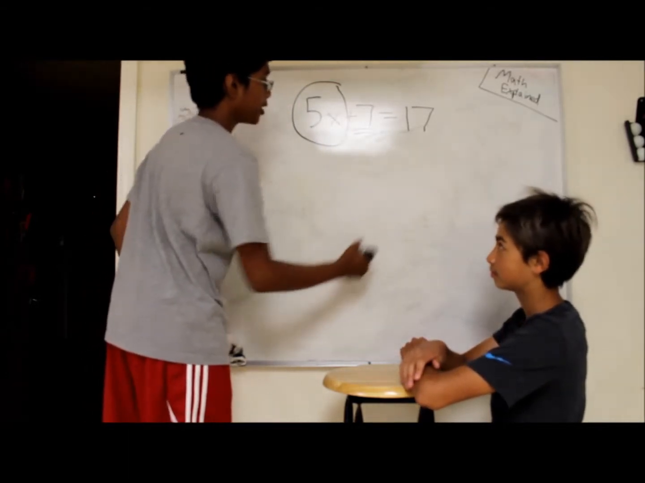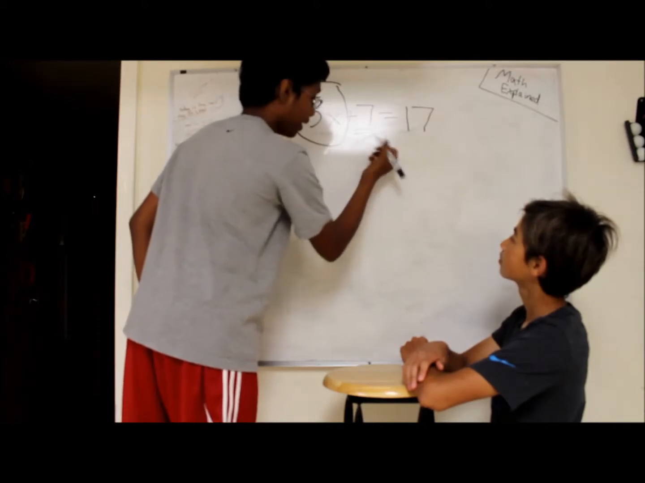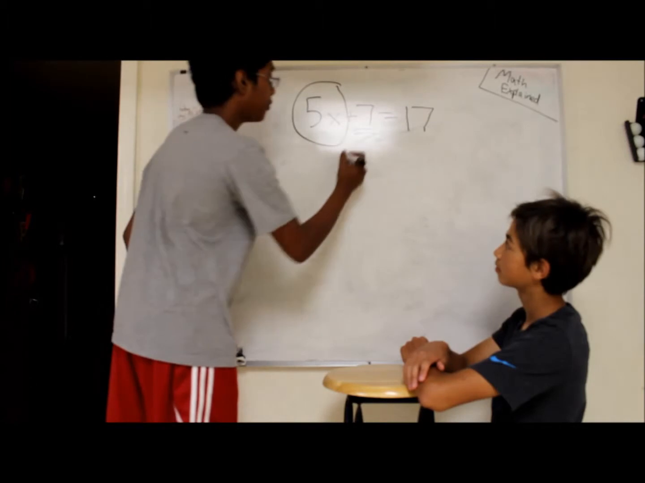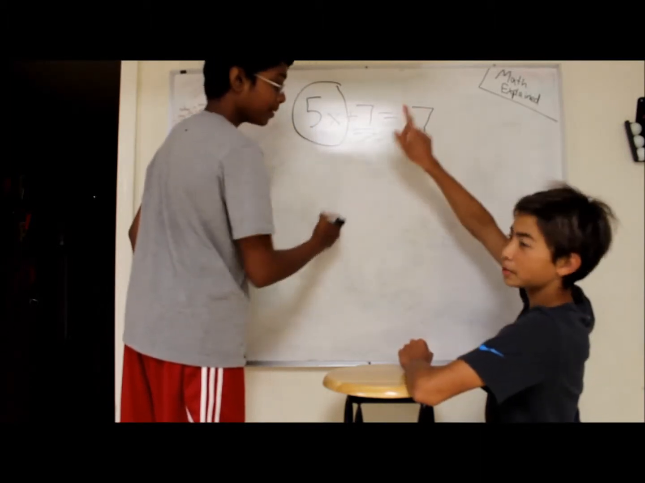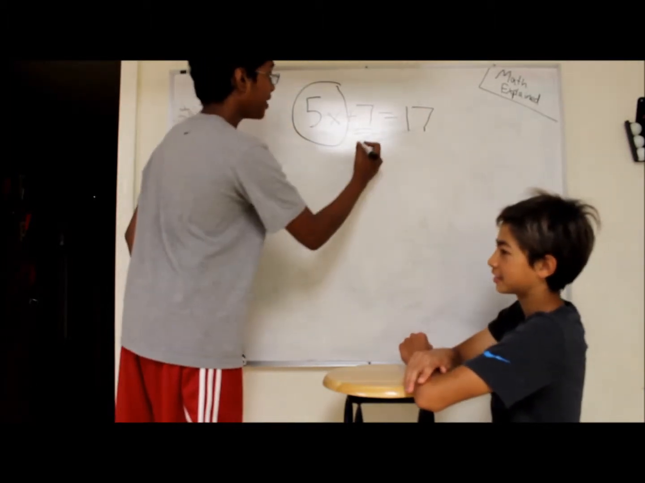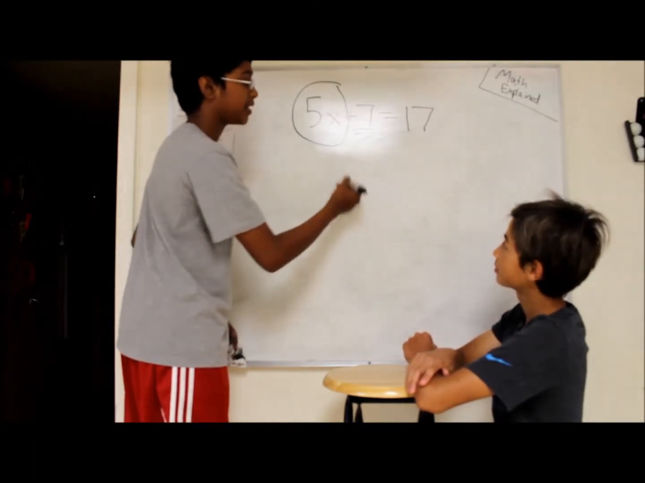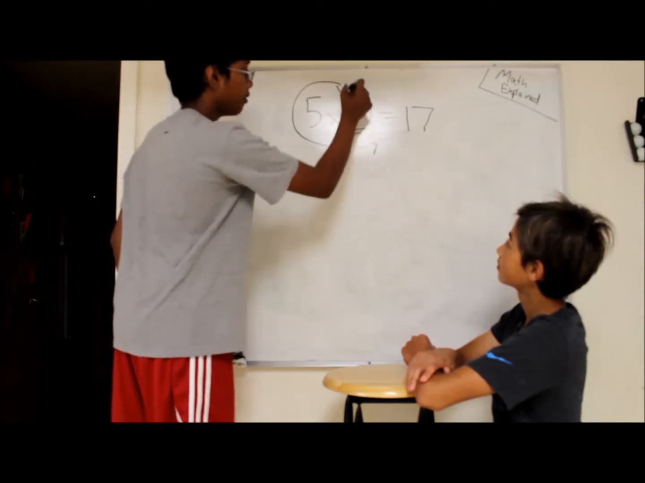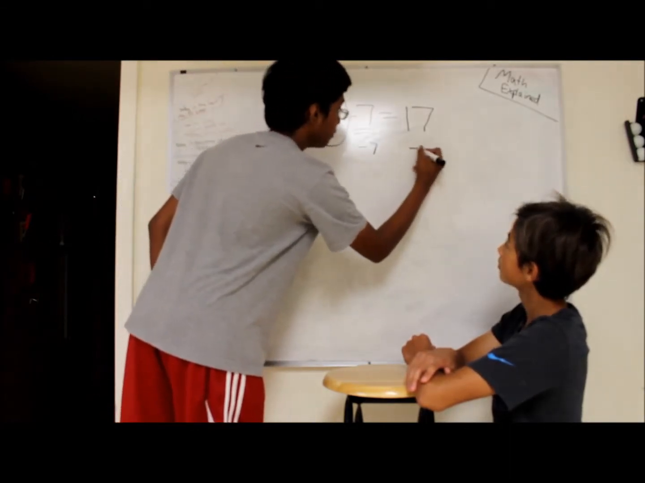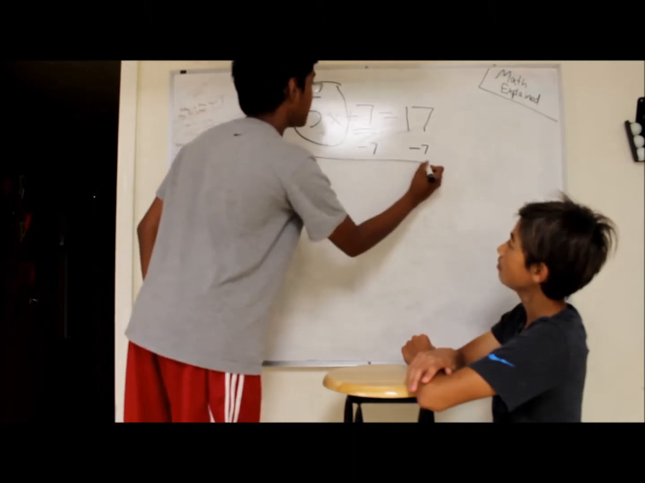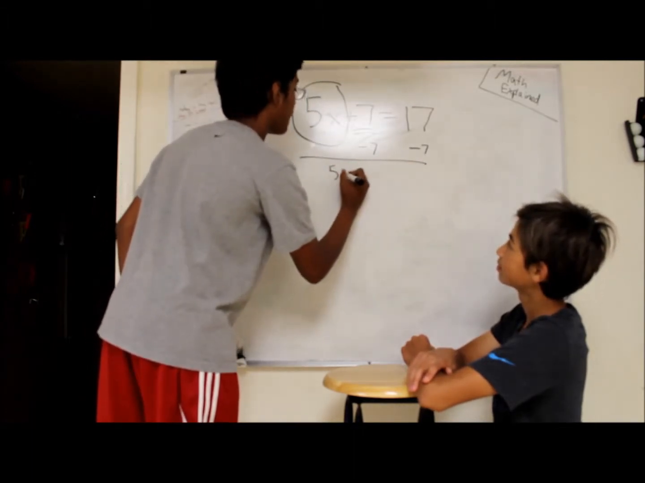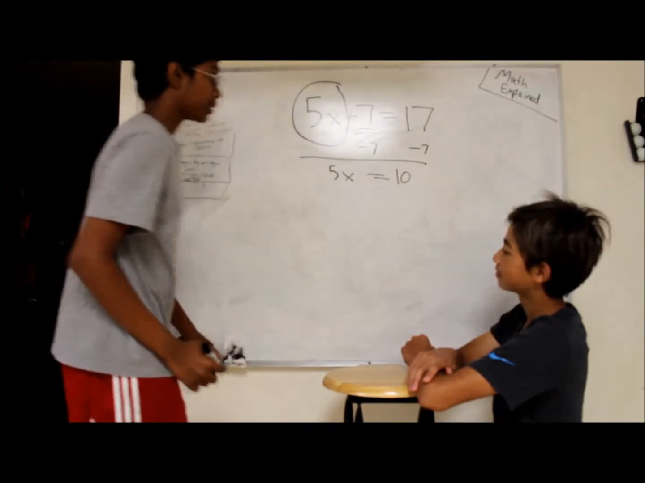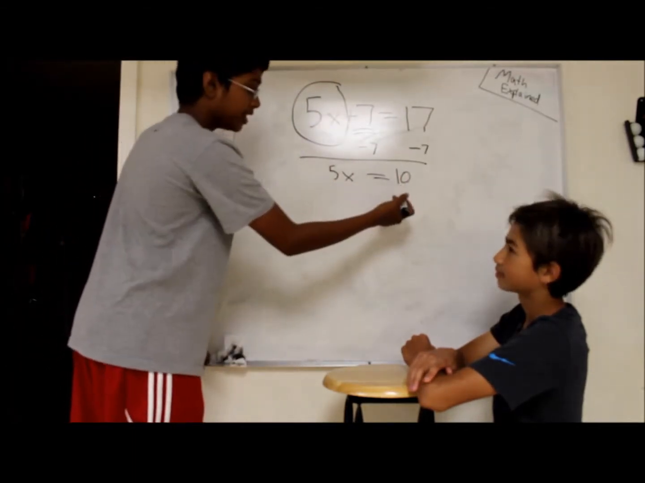So what we need to do is we need to add the same thing to both sides of the expression. So if we add negative 7... So I gotta get rid of the 7, right? Yeah. Okay. So if we add negative 7, which is the same thing as subtracting 7, it becomes 7 minus 7, which is just 0. And then you do the same thing to both sides. And we get 5x equals 10. And this is much easier to solve.